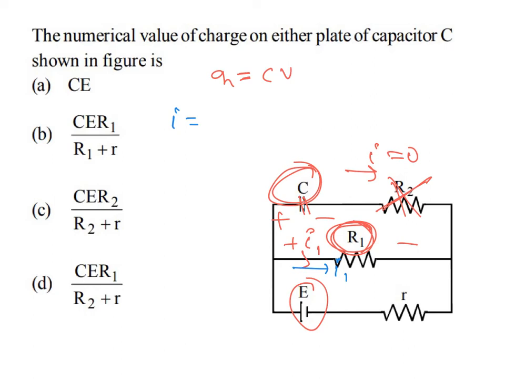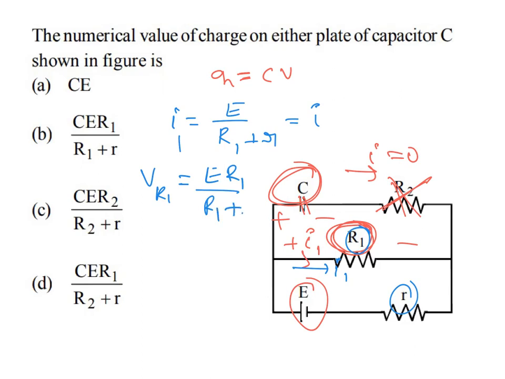The main current I equals V divided by R. V is now E, and R is the equivalent resistance, R1 plus R, correct? This is the same current flowing through R1, so I1 is equal to I. Therefore, the voltage drop across the resistor R1 must be equal to I into R1, that is E into R1 divided by R1 plus R.